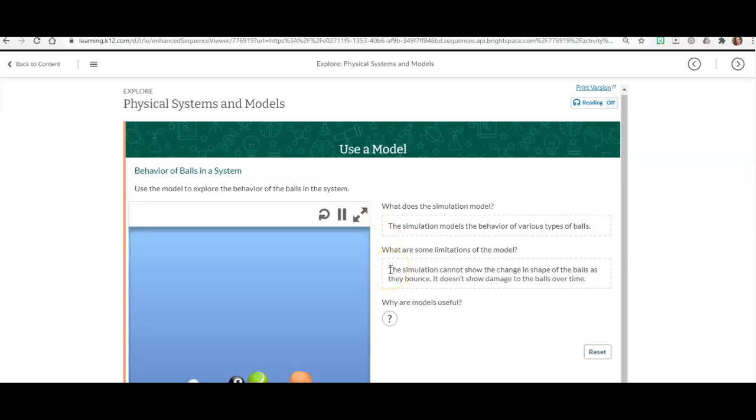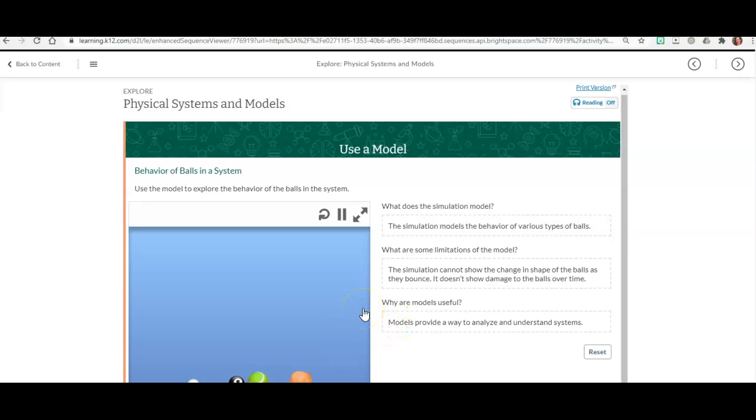Some of the limitations here are that the simulation cannot show the change in the shape of the balls as they bounce. So remember in that lesson when we talked about elasticity and the ball compresses a little bit. So it doesn't show that. And then it also doesn't show damage to the balls over time. So eventually these things get worn out, right? You've seen a worn out tennis ball before. So the model is not going to reflect the difference in the way a ball would bounce when it's new versus not new. And then why are models useful?